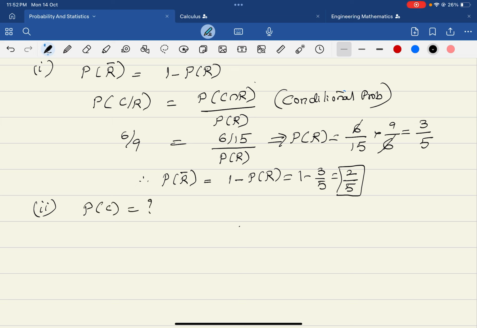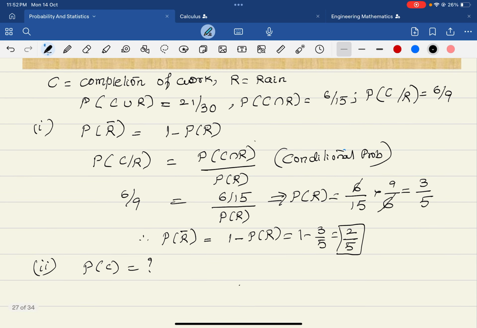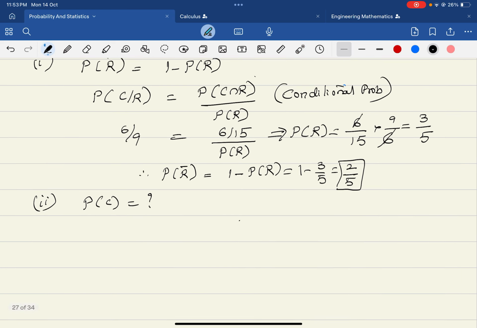Now what do you have in hand in your problem to get P of C? You have to see that. You know P of C union R. You know P of C intersection R. You know now P of R. Now you need to find out P of C. Immediately you should get a flash that you have to use the addition theorem here. Correct? These are the contents you have.